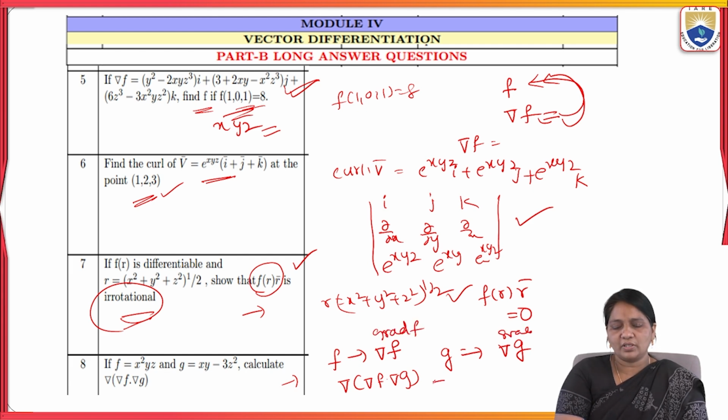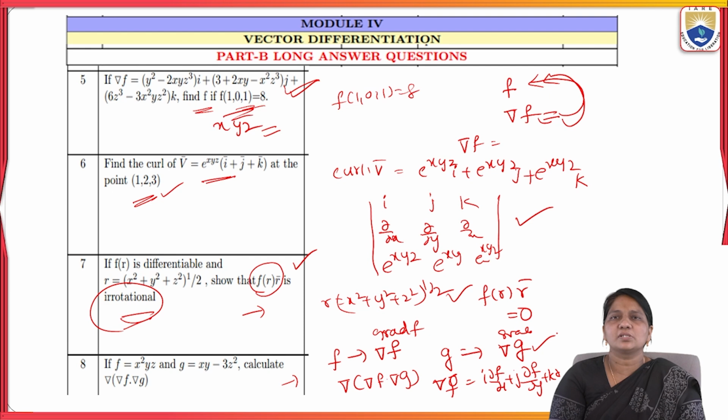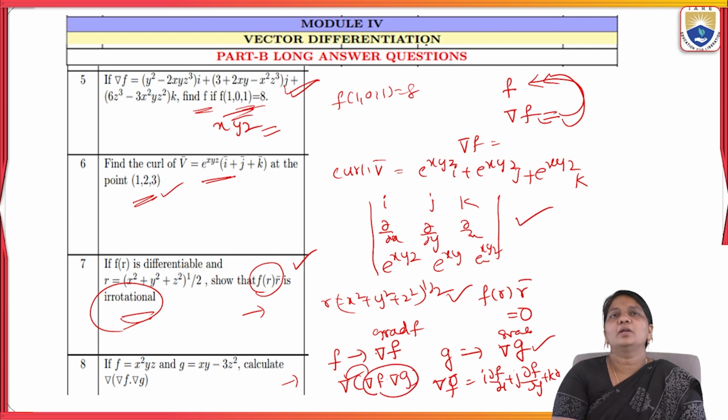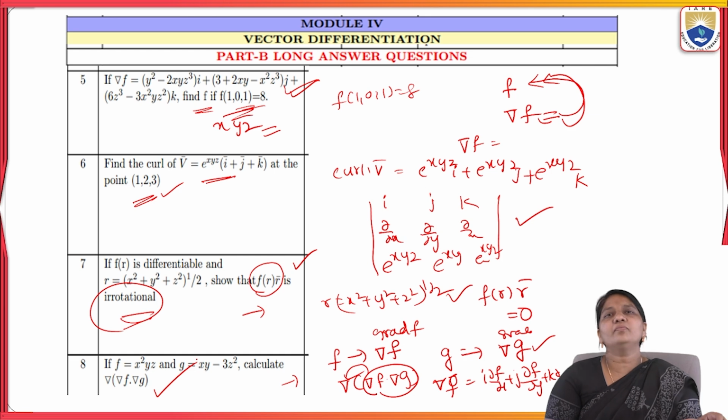You know the formula for the grad, right? So del f equal to i into dou f by dou x plus j into dou f by dou y plus k into dou f by dou z. In the same way, we can use it for the g. After that, we can do the dot product, and again we have to apply the del value. Then we can get the final value.